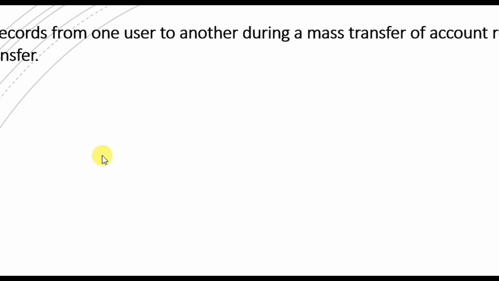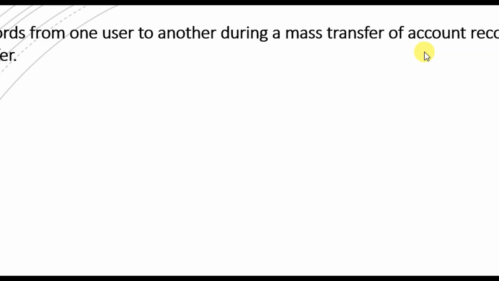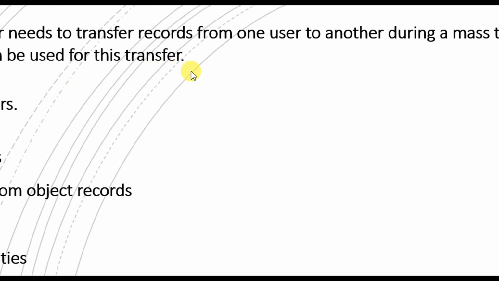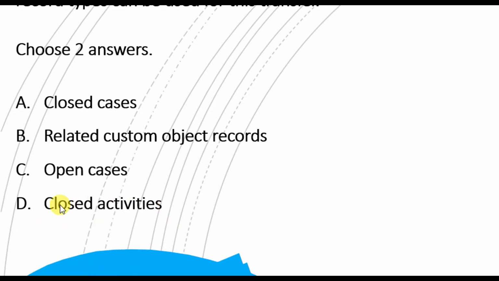And moving on, we have: Ursa Major Solar needs to transfer records from one user to another during the mass transfer of the account records. Which two record types can be used for this transfer? This is more or less on the same topic, the mass transfer of the accounts. So we have closed cases, related custom object records, open cases, and closed activities. We have seen in the previous question that closed activities and contacts are not available for the transfer, and even the related custom object. So I would say the correct answer is A and C.